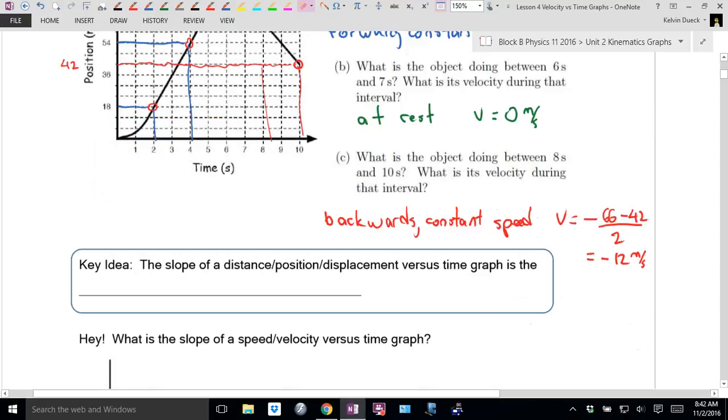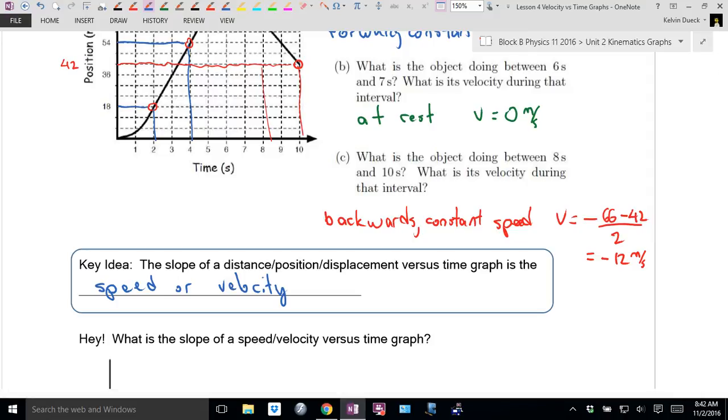So what was the key idea? The slope of a distance or position or displacement versus time graph is the speed or velocity if they give me some kind of directional component. And I've said if they don't give me a directional component, we'll keep it simple. This is what drove me crazy with the Science 10 thing last year. They got so focused on direction. Keep it simple. Positive, forwards, negative, backwards. Unless the question says different, that I can visualize.